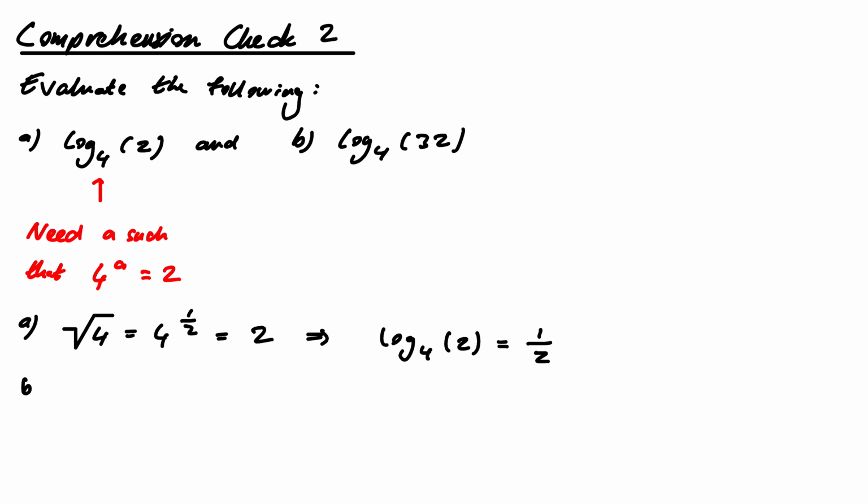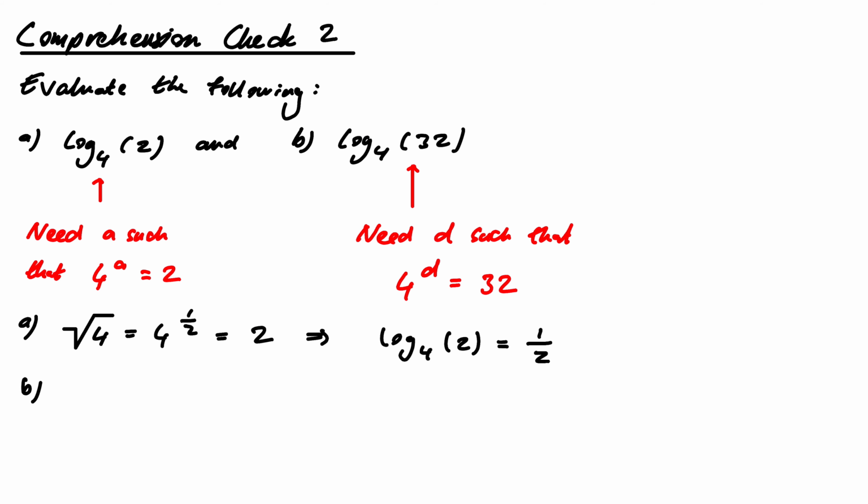Now, B. What do we need? Well, same thing as before. We're looking for some number, I'll call it D again. So we need a D such that 4 to the power D is equal to 32. And this seems quite a lot more difficult.